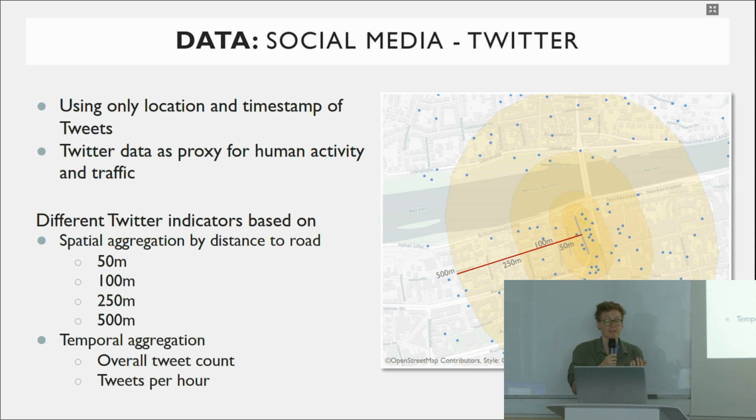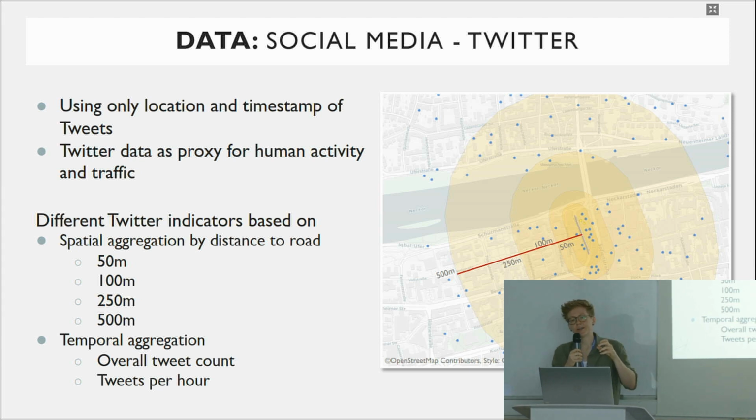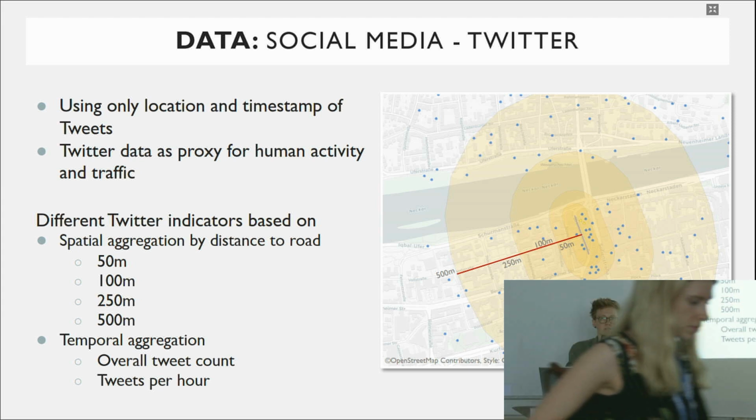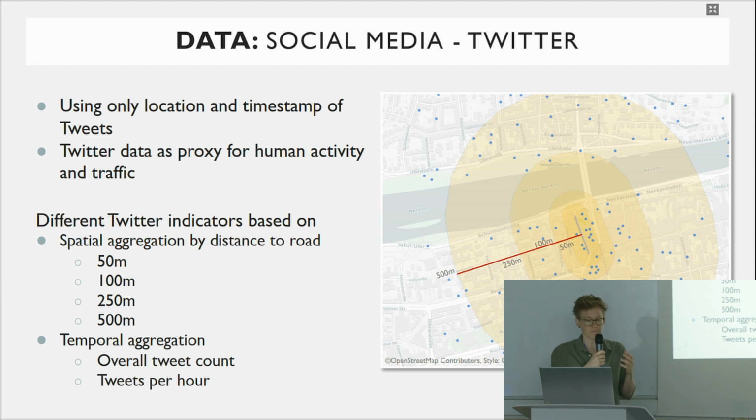So for social media data, we use Twitter. And there have been other studies who have used Twitter data before to model traffic, but they usually rely on the content of the tweet. So either they use the image to detect cars or something, or they use the text to extract important words like traffic jam. We didn't do this. We only used the location and the timestamp of the data, because we want a method that can also be applied to other datasets and is not bound to Twitter.